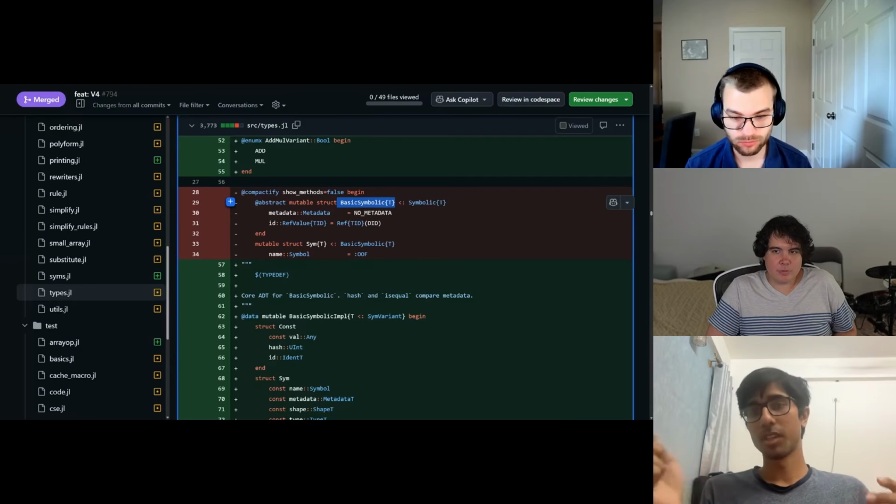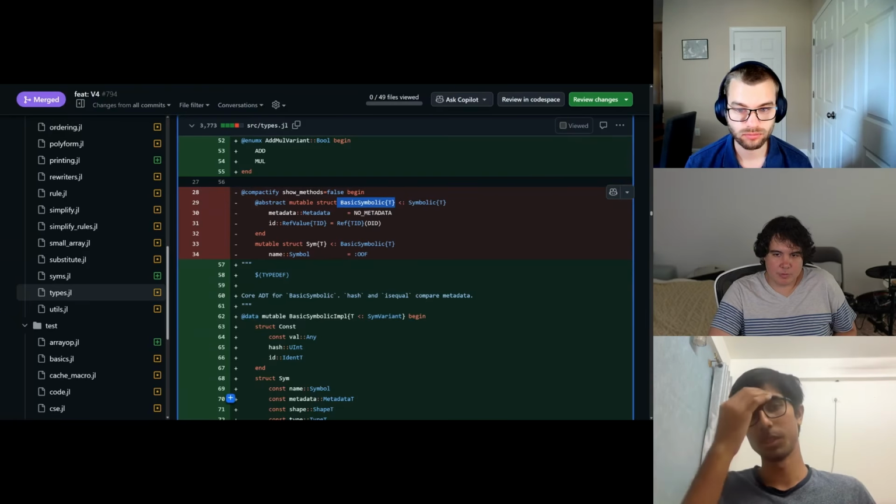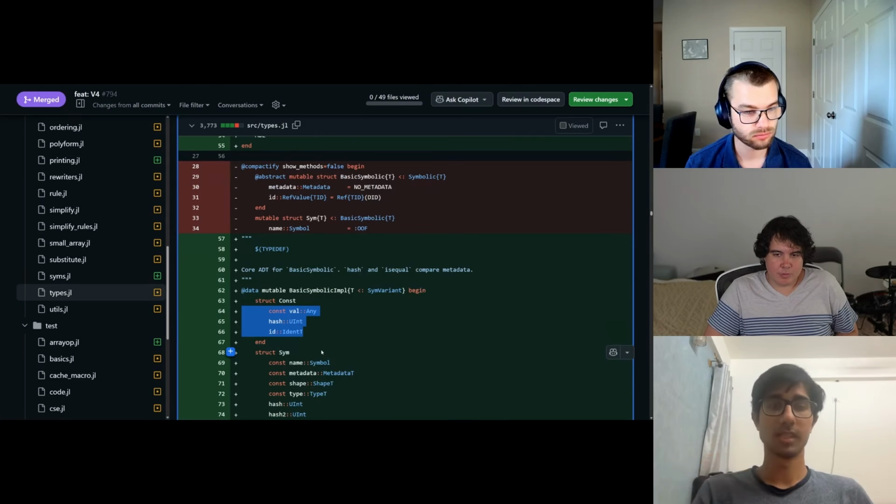That doesn't mean that we don't have that tag anywhere. We still store the tag for what type this is. We just don't put it as part of the type of the symbolic. So like sim here, for example, has a const type: type t.